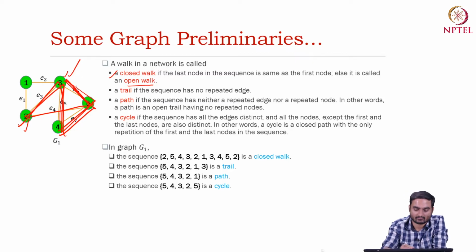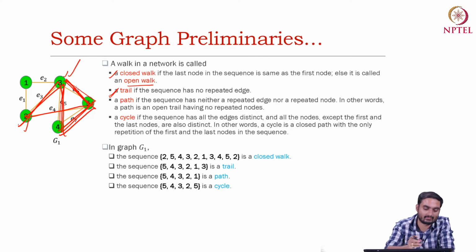So what is a trail? Now we are again making it more constrained. A walk was a very general concept. Then we said that if the source node and destination node are the same, then it is closed, otherwise it is open. Now I am saying that if a walk has no repeated edge, then this is called a trail.